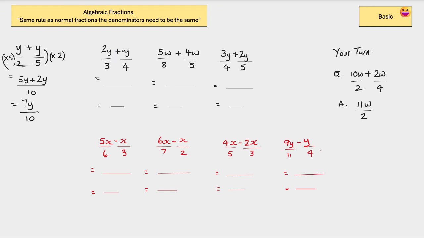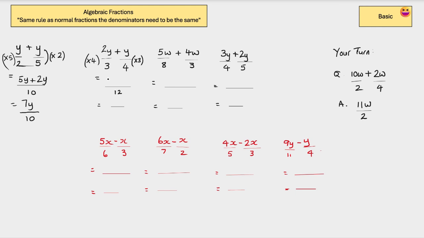Using the same rules. So what is the lowest number that 3 and 4 can go into? Well, I know that 3 times 4 is 12. So I've got to times this out by 4, 4 times 3 is 12. And I've got to times this out by 3, equals 12 as well. So there you go. I just put them under one line.